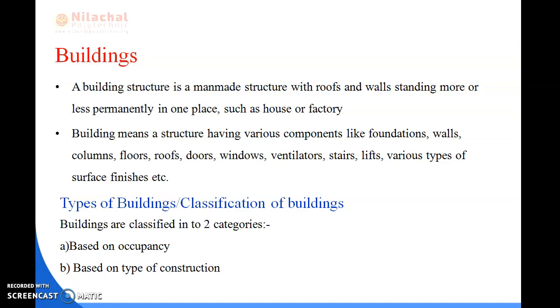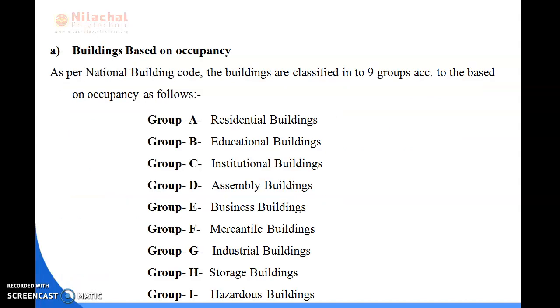So we have already discussed the classification based on the occupancy. According to the National Building Code, these buildings have been classified into 9 groups. Group A is known as residential buildings, Group B educational buildings, Group C institutional buildings, Group D assembly buildings, Group E business buildings, Group F mercantile buildings, Group G industrial buildings, Group H storage buildings, and the last one, Group I, hazardous buildings. Okay, so the 9 groups I have already discussed with you all.